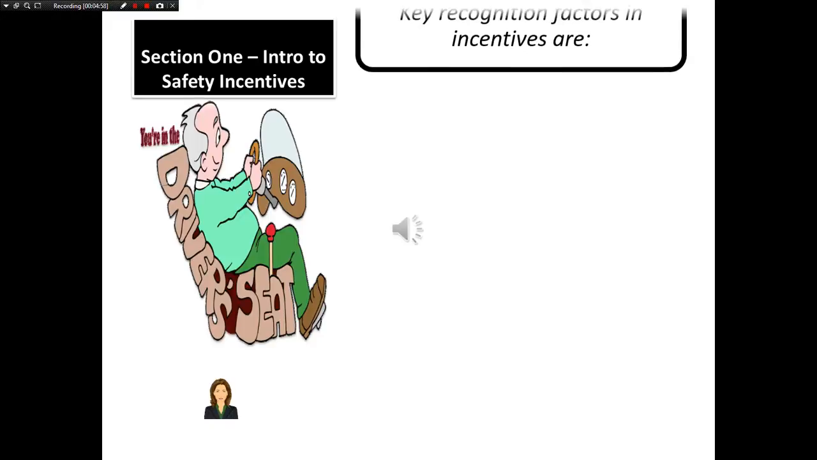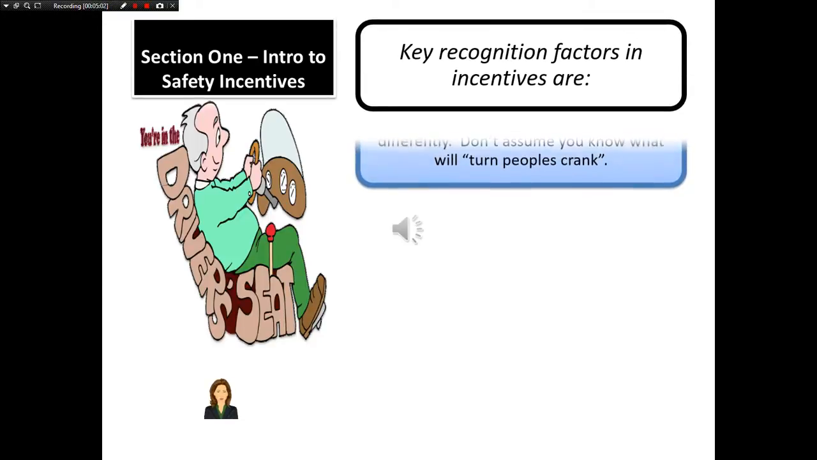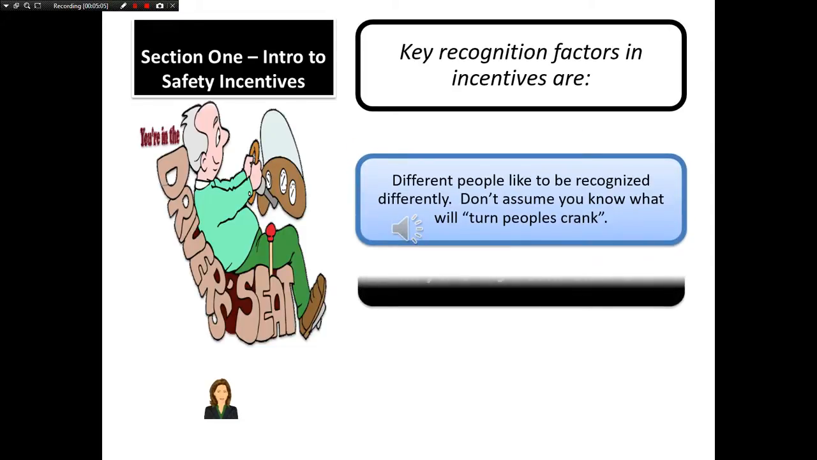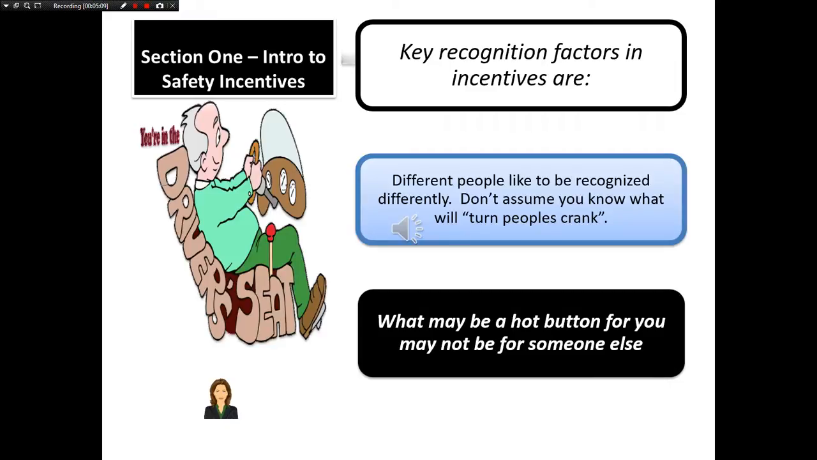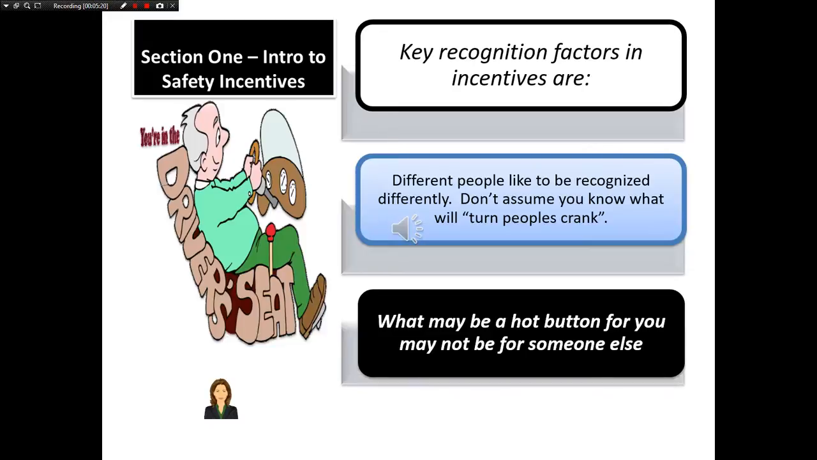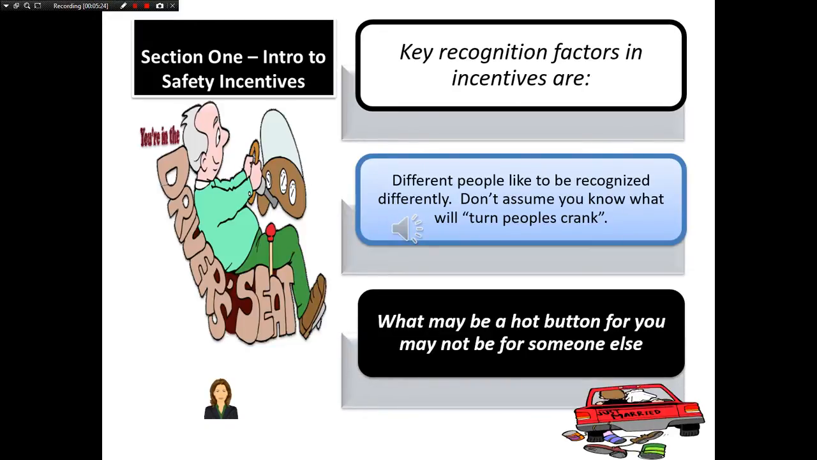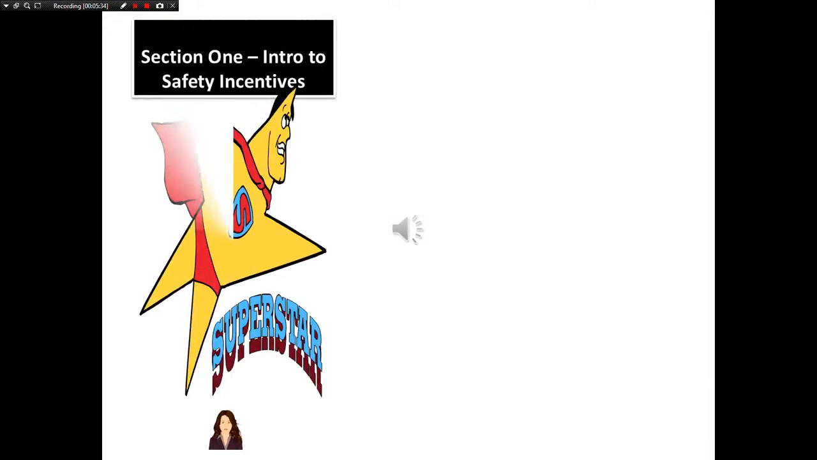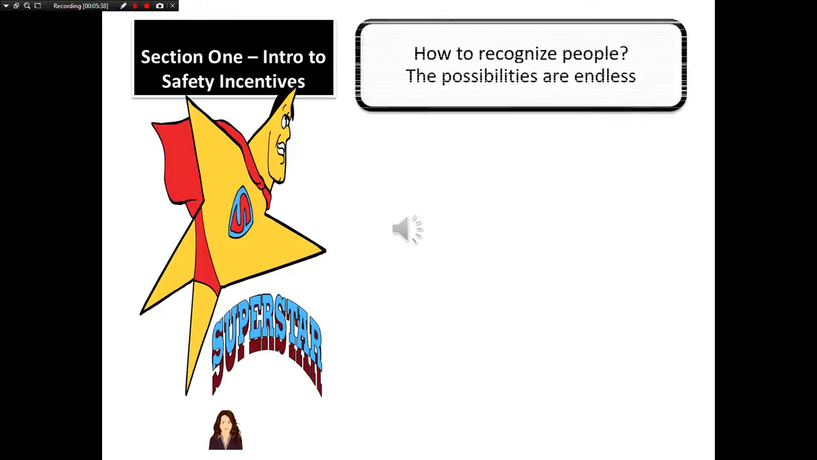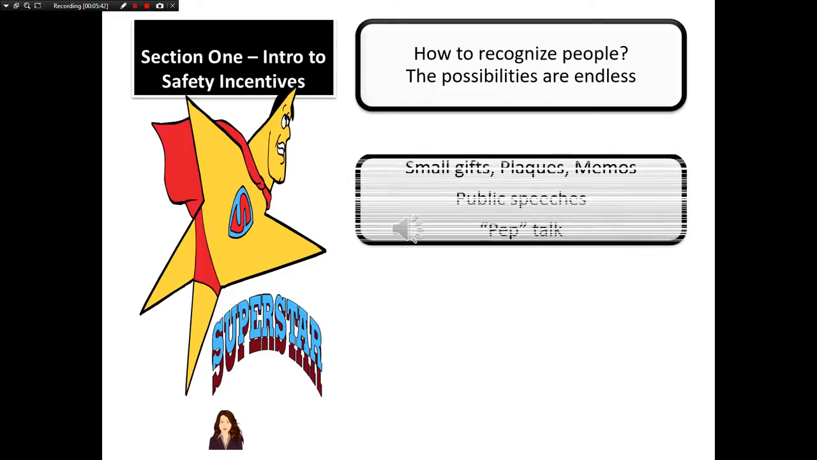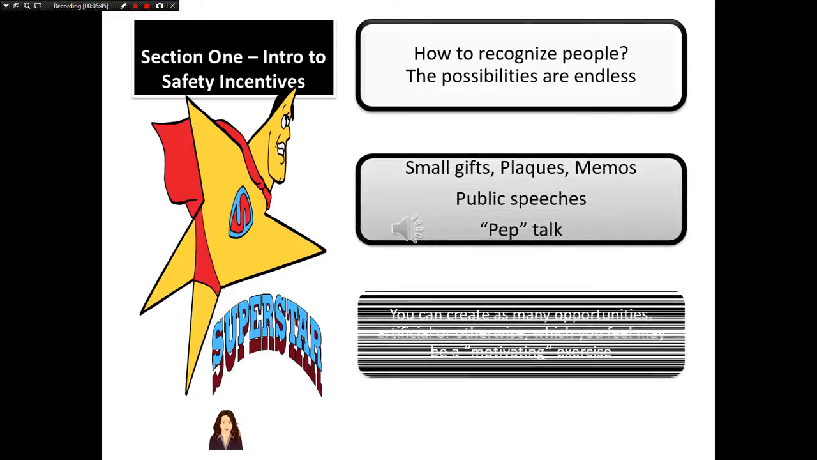Key recognition factors and incentives are: different people like to be recognized differently. Don't assume you know what will turn people's crank. What may be a hot button for you may not be for someone else. How to recognize people: the possibilities are endless. Small gifts, plaques, memos, public speeches, pep talk. You can create as many opportunities, artificial or otherwise, which you feel may be a motivating exercise.